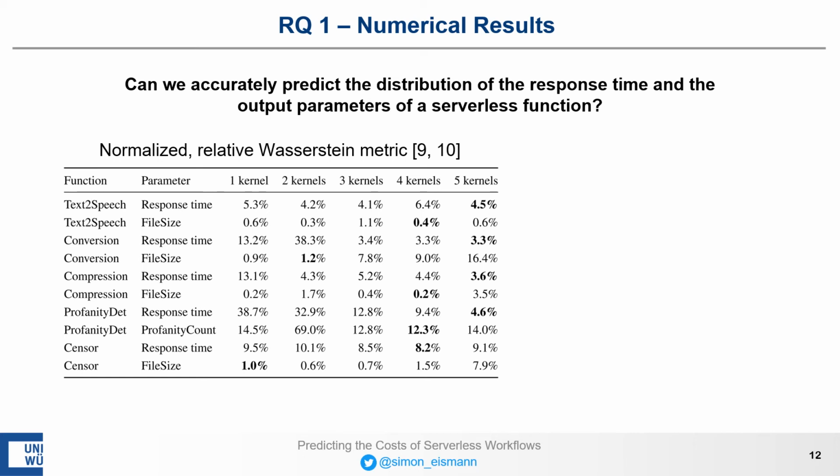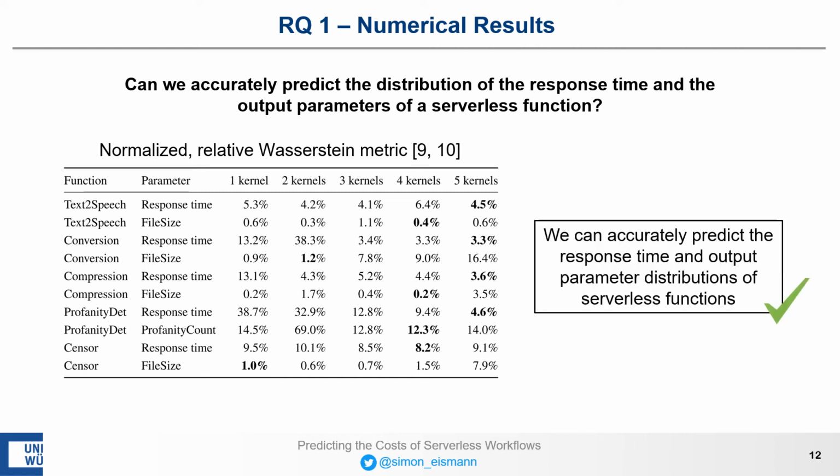And for each function, we also ran a hyperparameter optimization in regards to the number of kernels. In bold, you can always see the kernel count that the hyperparameter optimization selected. If we go over the values here, they range from 4.5 to 0.4, 0.2, and then there's one outlier with 12.3% error. But in general, we can see that we have a very low prediction error. So we say that we can accurately predict the response time and output parameter distributions of serverless functions.